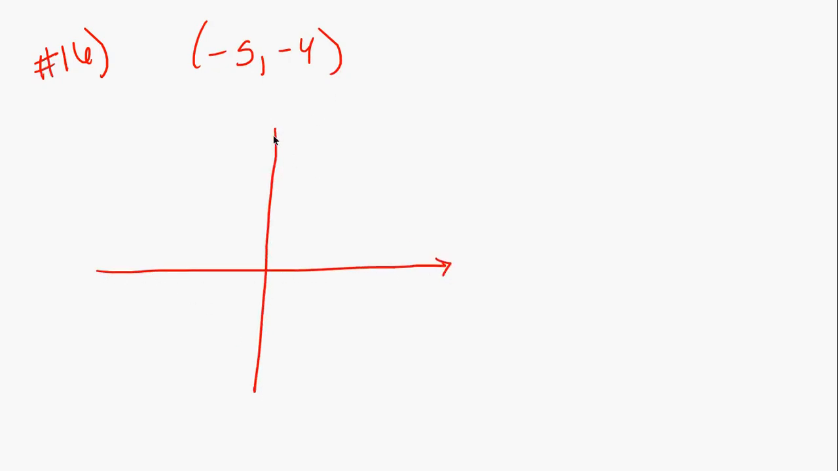All right, number 16. It says plot the point. So the point is -5, -4. We have our x and our y axis. If we're going -5, we're going to go 1, 2, 3, 4, 5 to the left. And then if we're going down 4, we're going to go 1, 2, 3, 4. And our point would be right there. And this one is a multiple choice. There's going to be a couple of graphs. You need to make sure that you're very careful about the one you choose.